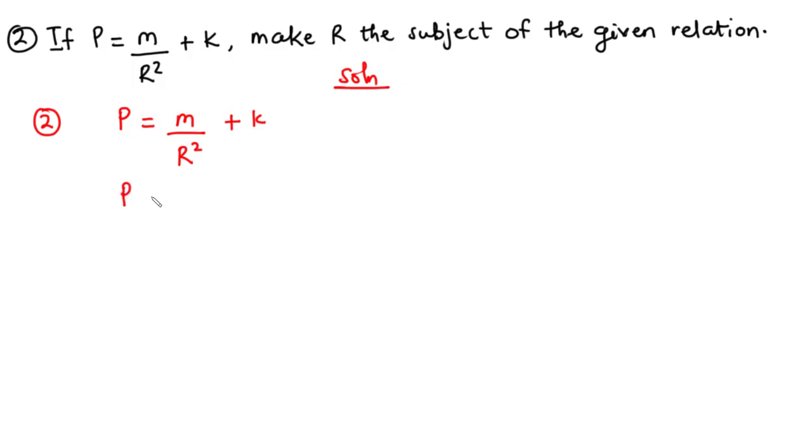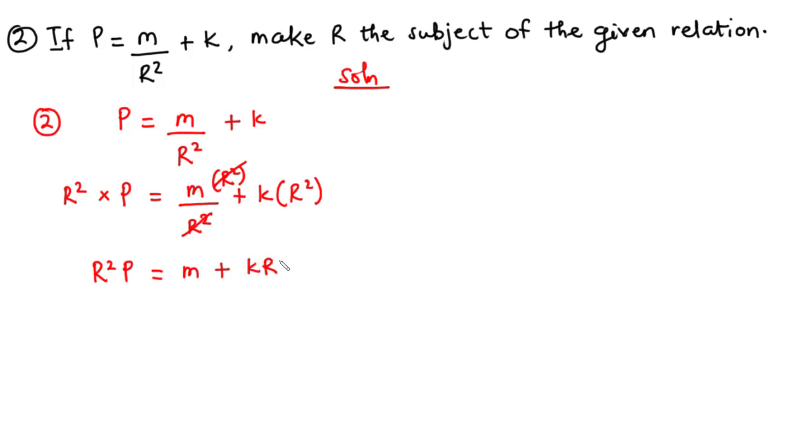So first, let's write the relation again. We have p equals m over r squared plus k. We are going to multiply each term of this relation by r squared. So we have times r squared here, here, and here also. On the left hand side we have r squared p equals, r squared cancels out r squared, so we are left with m plus k r squared.